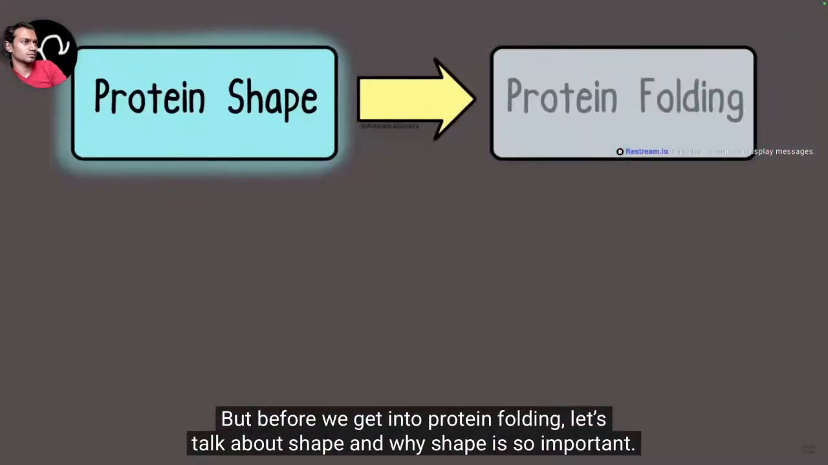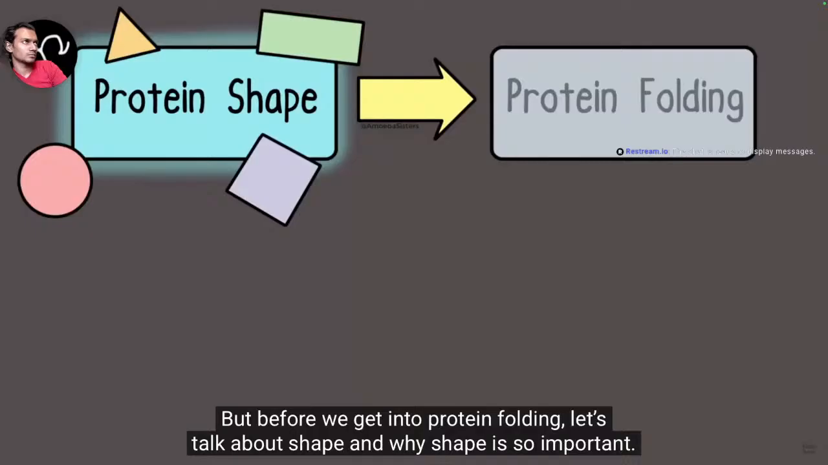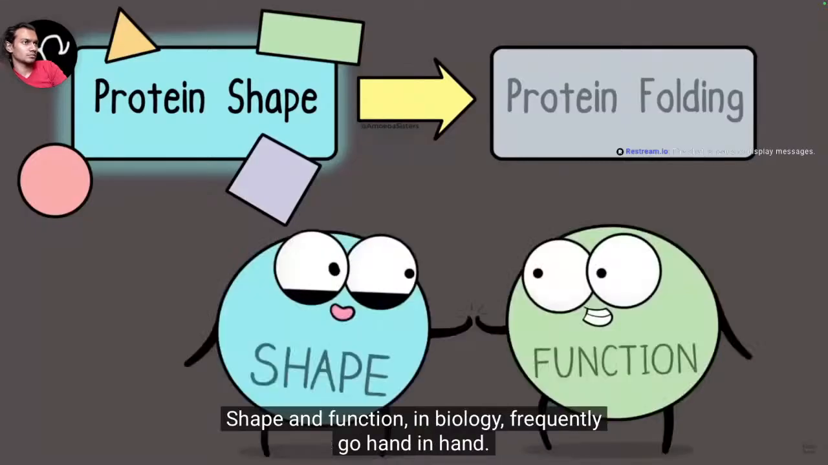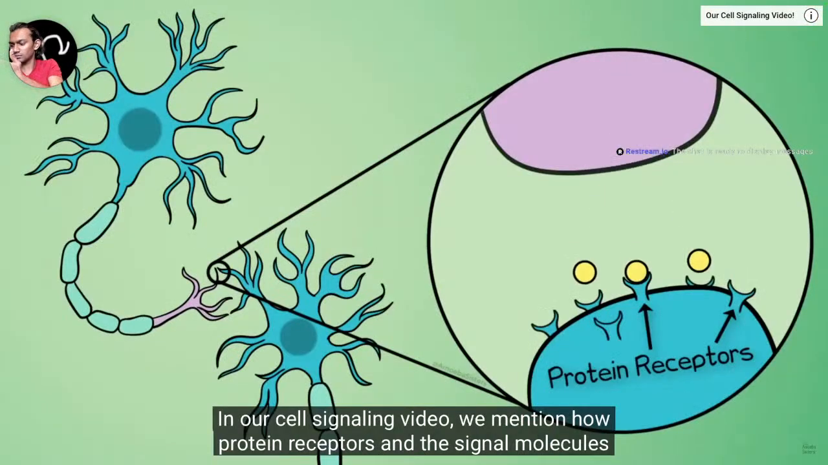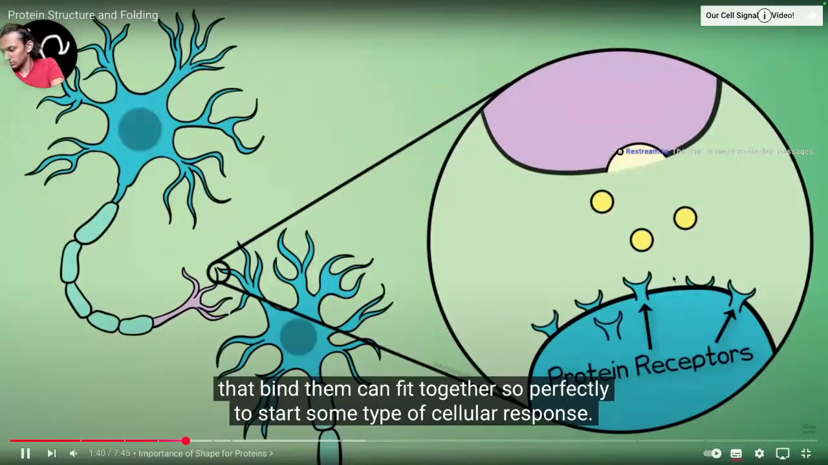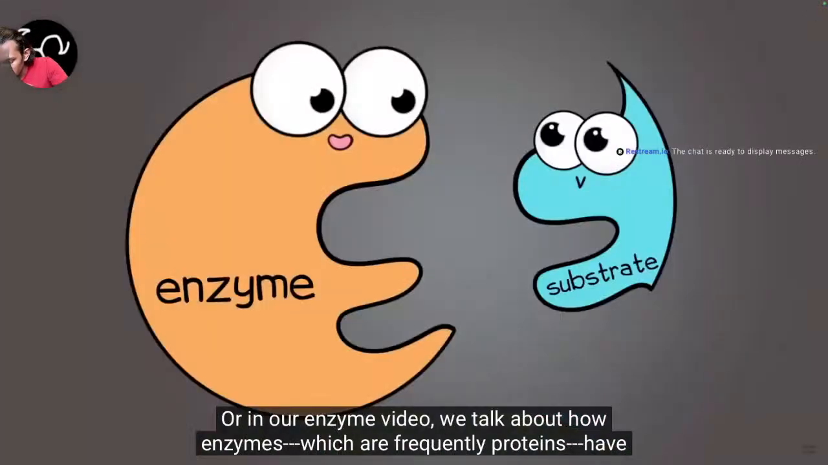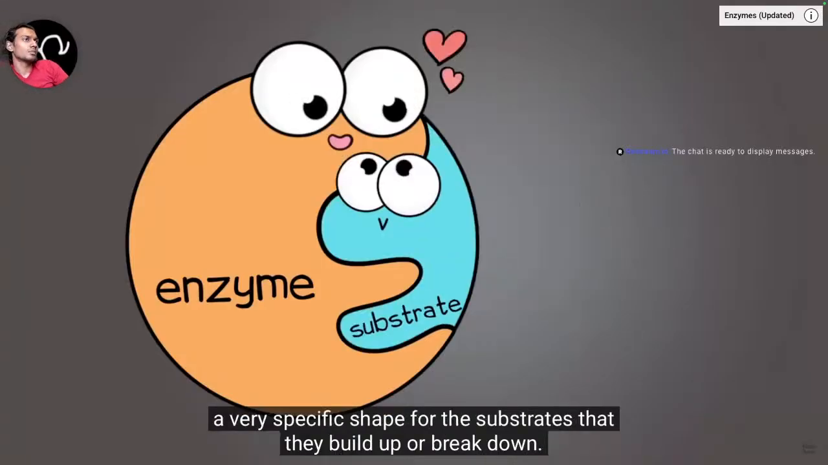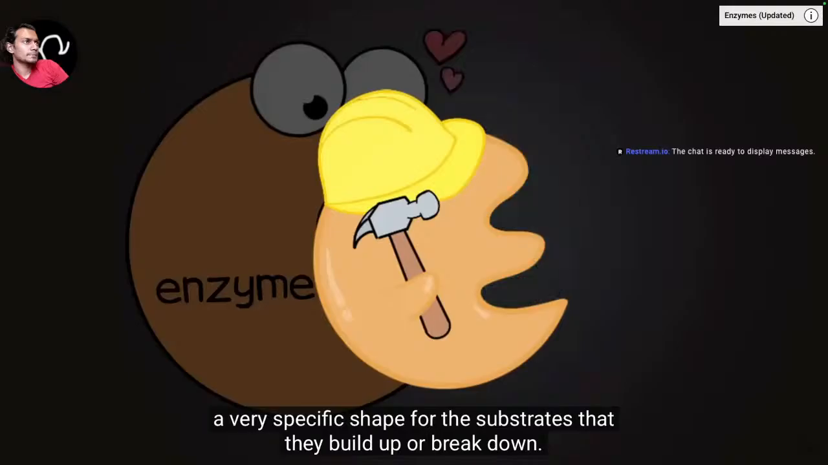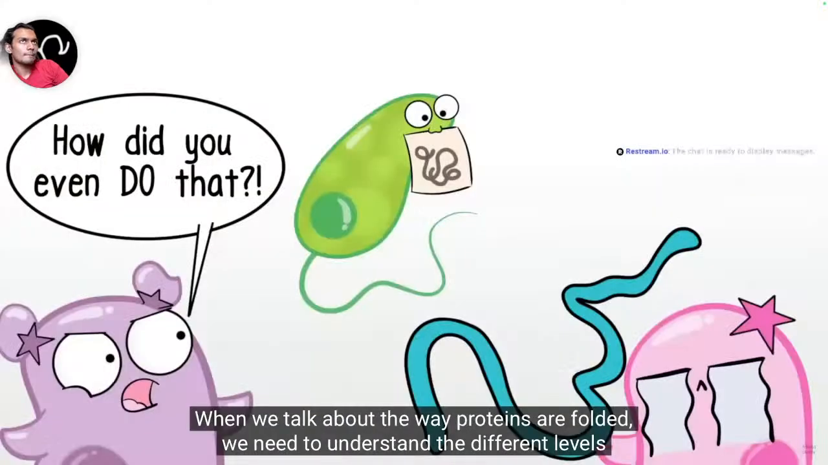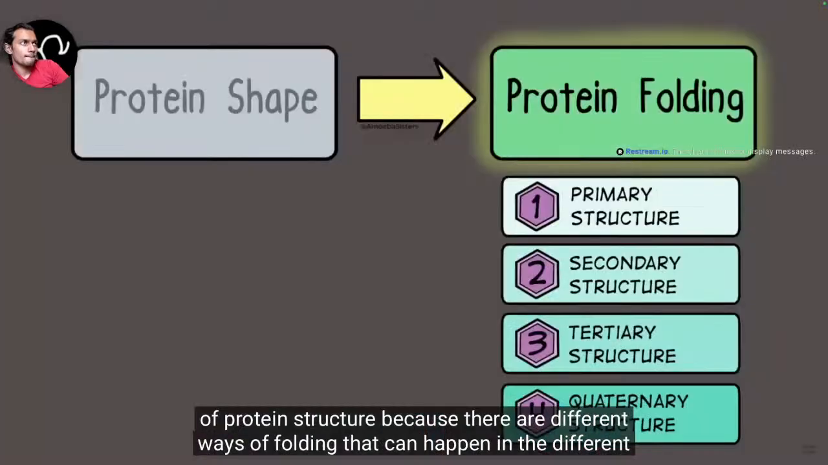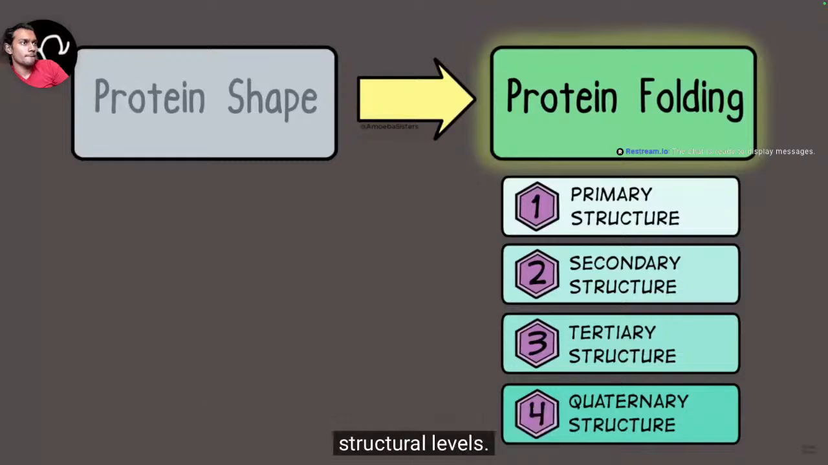But before we get into protein folding, let's talk about shape and why shape is so important. Shape and function in biology frequently go hand in hand. In our cell signaling video, we mentioned how protein receptors and the signal molecules that bind them can fit together so perfectly to start some type of cellular response. Or in our enzyme video, we talk about how enzymes, which are frequently proteins, have a very specific shape for the substrates that they build up or break down. When we talk about the way proteins are folded, we need to understand the different levels of protein structure because there are different ways of folding that can happen in the different structural levels.